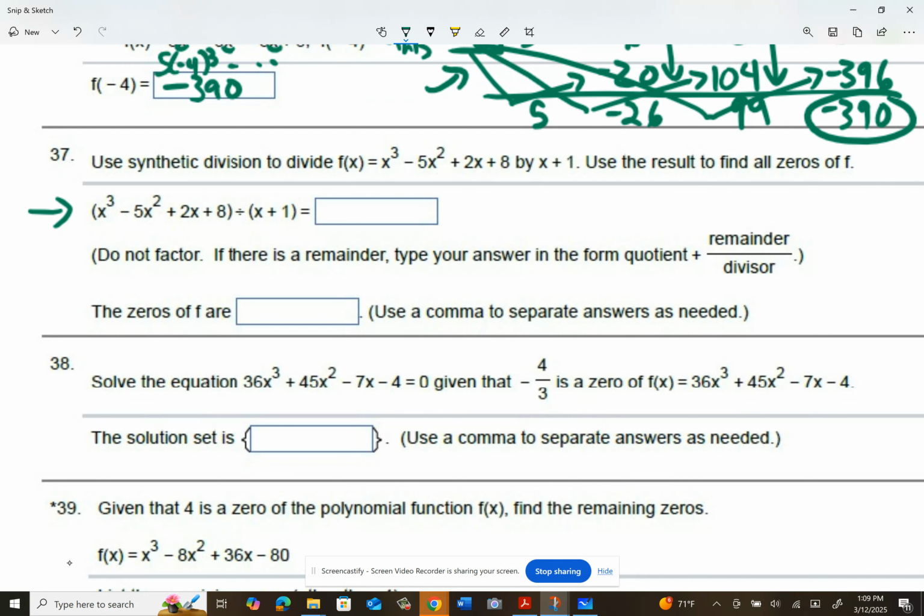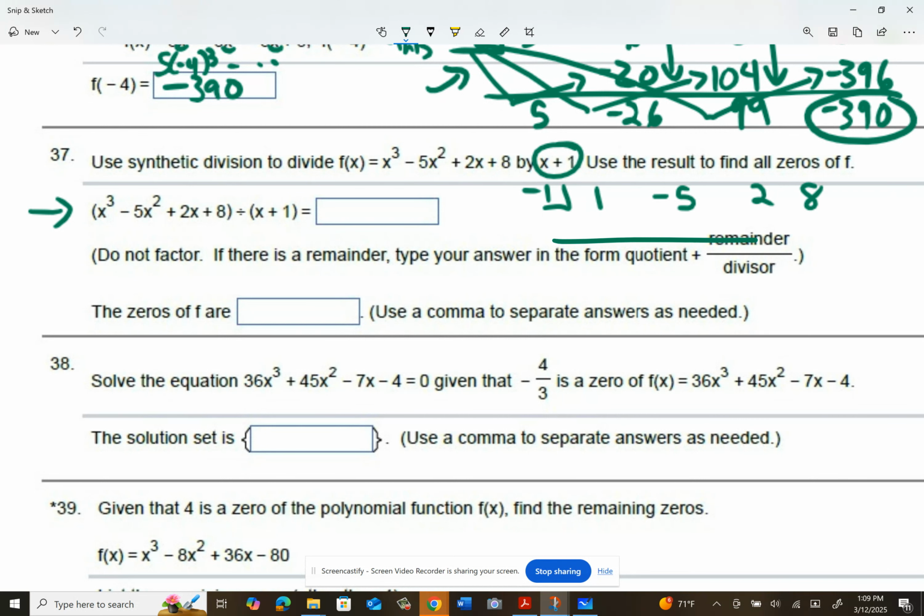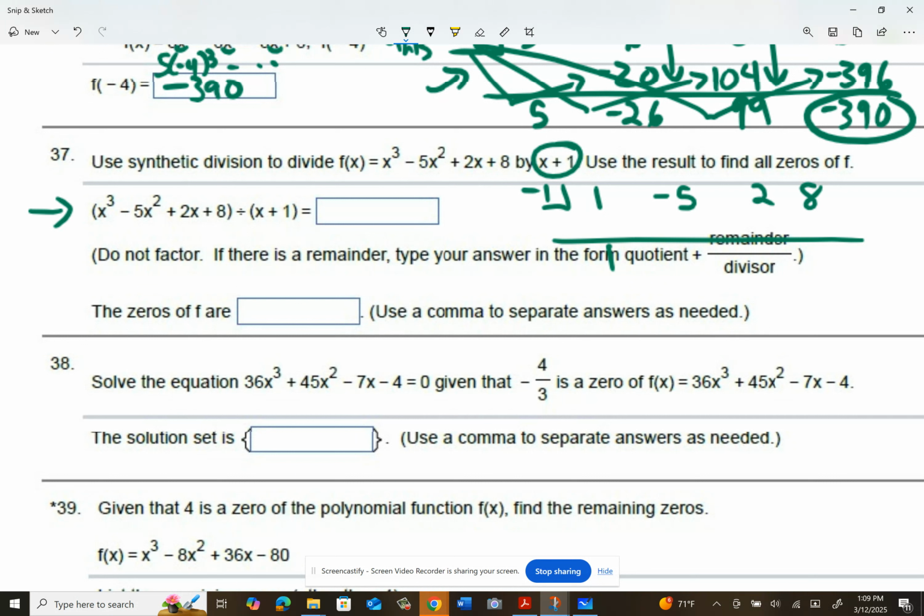So when we are looking at this, we're dividing by x plus 1, then that means that -1 is going to go in the box. Then we're looking at the coefficients of the function. So it would have a coefficient of 1, then -5, 2, and then 8. Leave a little room and put your line. Bring down the 1 and then do the work.